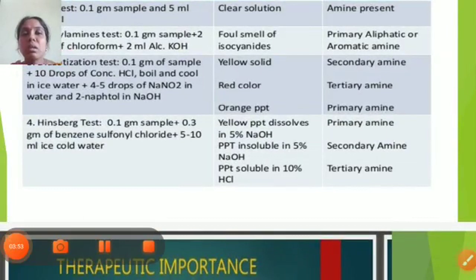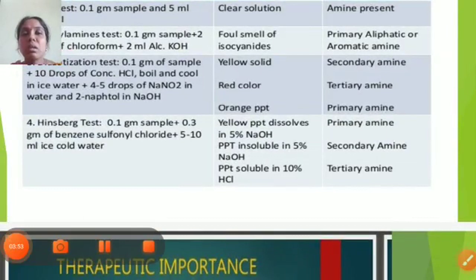Next, the third one, the diazotization test. One gram of amine is taken in a test tube, add 10 drops of concentrated HCl, boil for a few minutes and cool in ice water, and then add 4 to 5 drops of NaNO2 solution and 2-naphthol in NaOH. If yellow color is observed, it is a secondary amine. Red color is observed, tertiary amine. Orange color is observed, primary amine. This test is used to identify different amines depending upon the color.